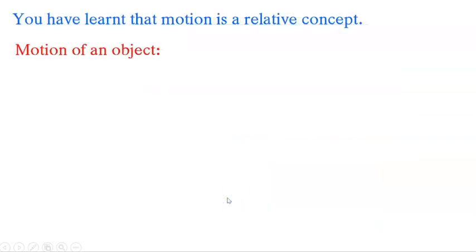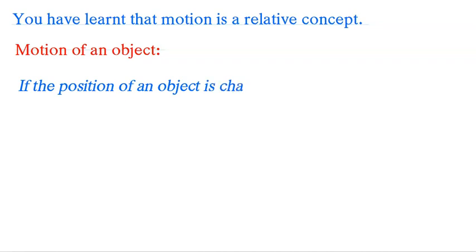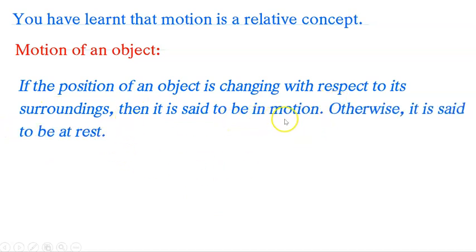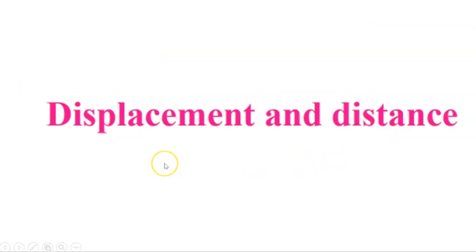You have learned that motion is a relative concept. Motion of an object, its definition is, if the position of an object is changing with respect to its surroundings, then it is said to be in motion. Otherwise, it is said to be at rest. Okay, now the next, displacement and distance. Next topic is displacement and distance.